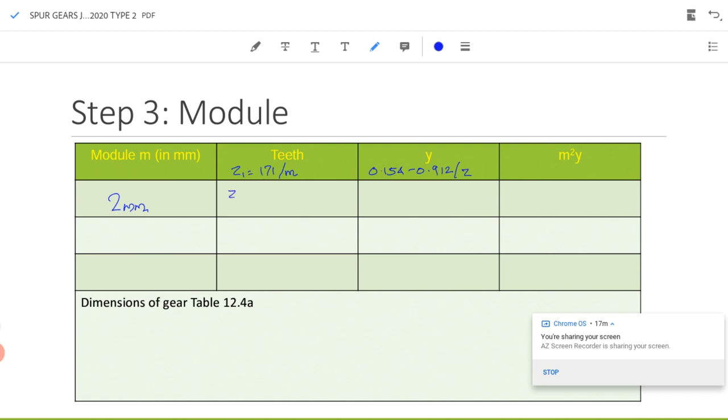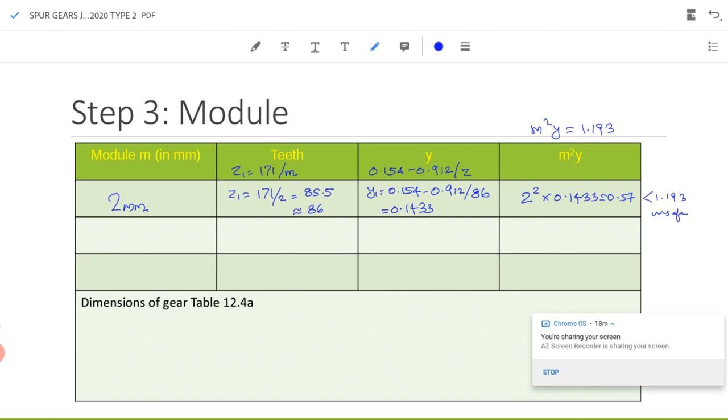So substituting, z1 will be equal to 171 by 2 equal to 85.5. So I will select the next higher value as 86. y1 will be equal to 0.154 minus 0.912 by z1, where z1 is 86, equal to 0.1433, and m square y will be equal to 2 square into 0.143, that value will be equal to 0.57. So our required value of m square y was equal to 1.193. For 2 mm this value is less than 1.193, hence it is unsafe. We cannot use m equal to 2 mm.